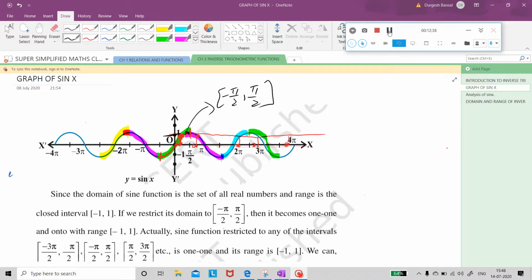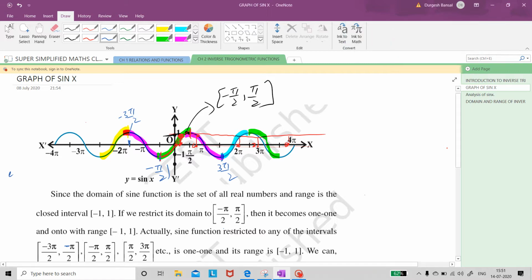Similarly, if you restrict the domain to this pink portion, or from minus pi by 2 to pi by 2 on this green curve, then all the values on the y-axis occur only once. Or if we restrict the domain from pi by 2 to 3 pi by 2, this pink portion, then also all values of the y-axis occur only once.